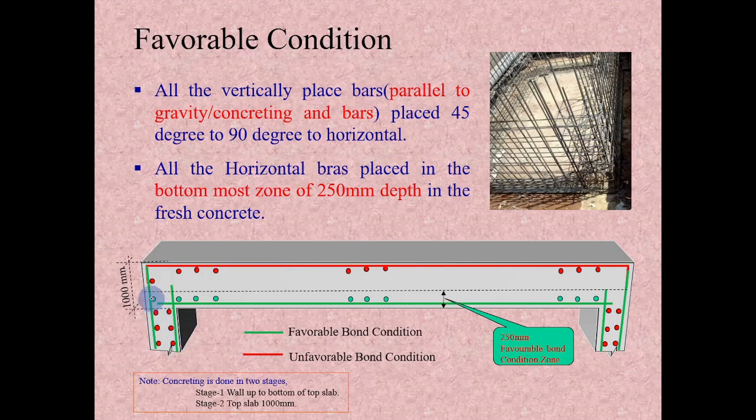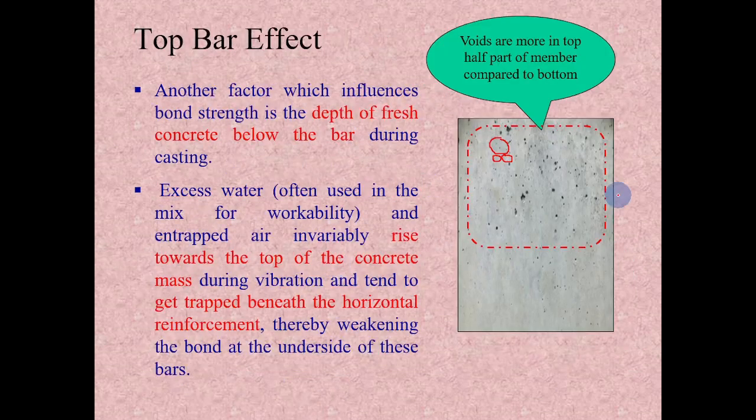When a bar is positioned in the vertical direction, there is less chance of water and air getting trapped under the bar, so it can develop a very good bond with the surrounding concrete, so we can consider it as a favorable bond condition. When the bar is placed horizontally, it should be considered as an unfavorable bond condition. As we see in this image, there are more whites at the top part of the concrete element and fewer whites at the bottom part of the concrete element.